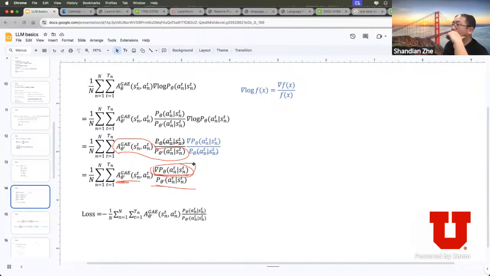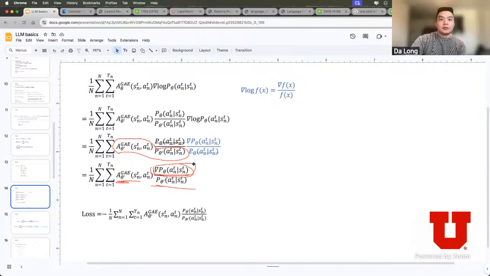That means once you sample n trajectories, you can use them for multiple updates. But if you sample one time and just update one time, then the sampling is very costly, and the complexity is high.